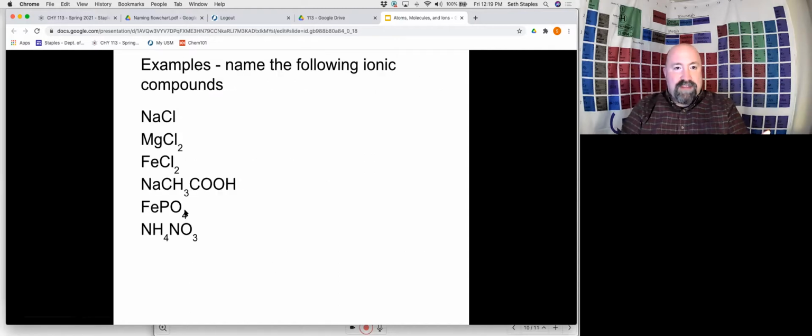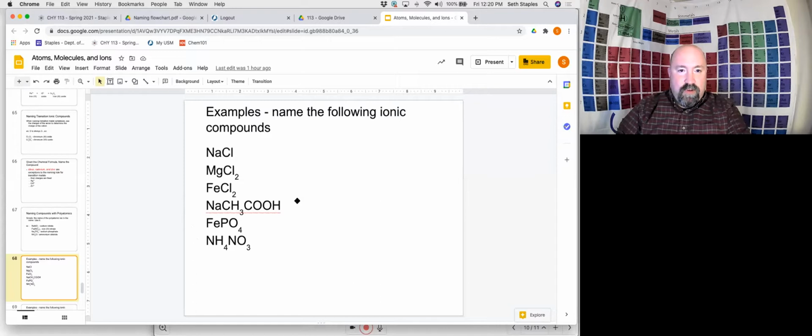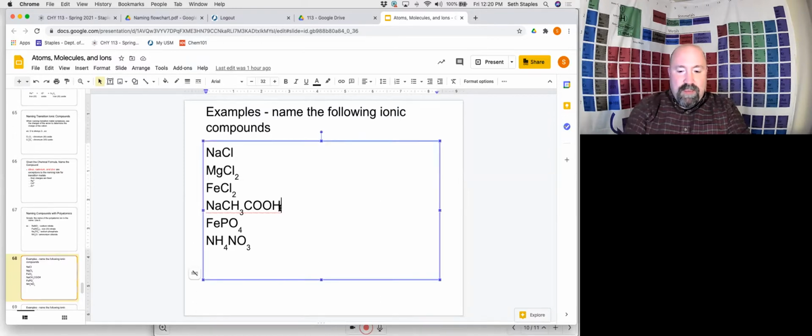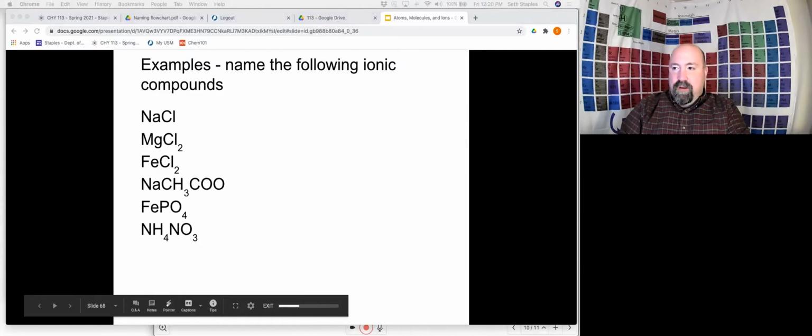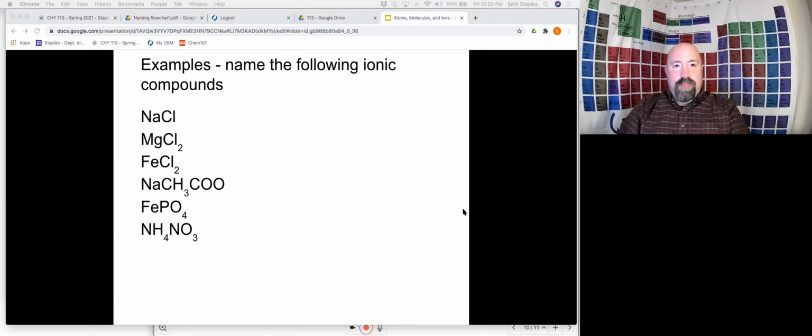So again, here's some practice. Instead of going through these one by one, I'm just going to ask you to pause the video now, try to name these various compounds. Sorry, I see a mistake in here that I'm going to correct right now while I'm thinking of it. That had an extra H in there. That's better. Okay, so go ahead now and pause the video and come up with the names for these chemical compounds.